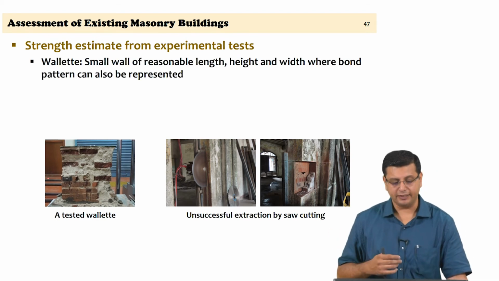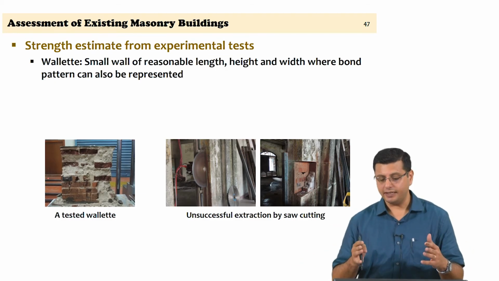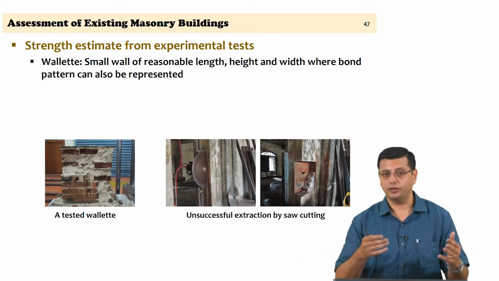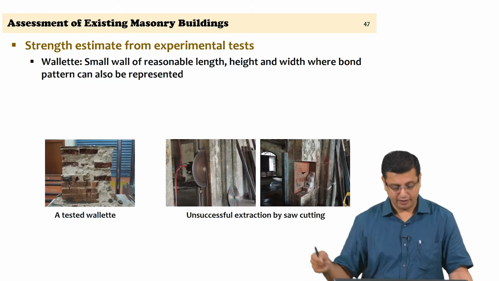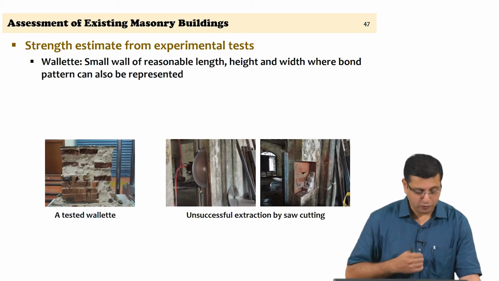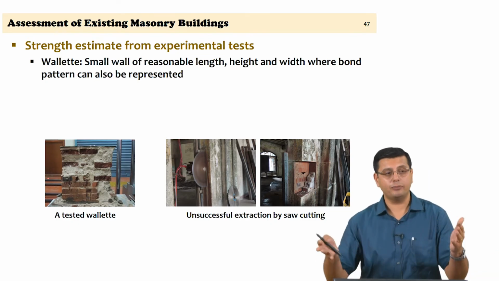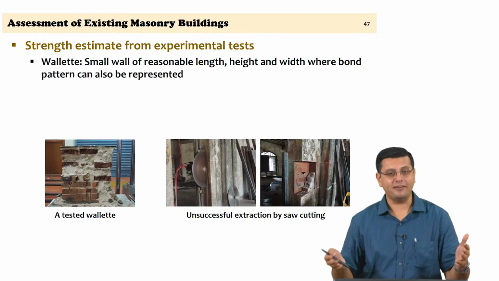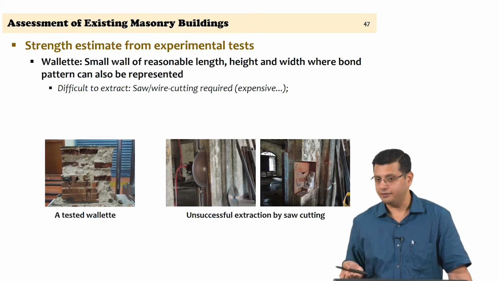So, we are looking at a small wall of reasonable length, height and width, such that it is representative of the masonry that you are looking at. The bond pattern also will become representative depending on where you extract the masonry wallet, but this is not that easy to execute. If you take a small wallet, you should be able to handle it. This is going to be quite heavy as well. So, you have issues. One, it is difficult to extract.